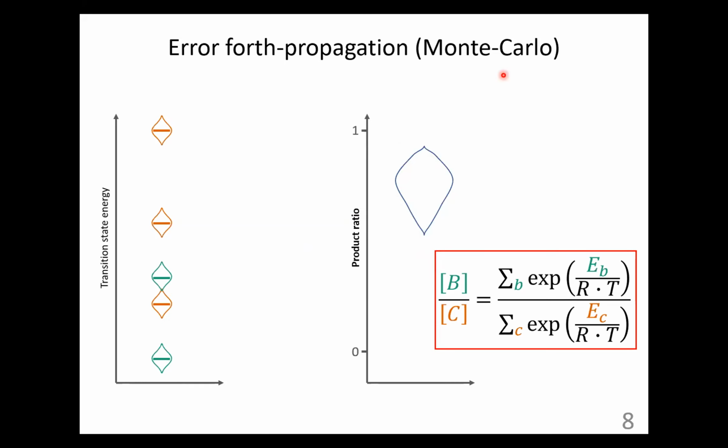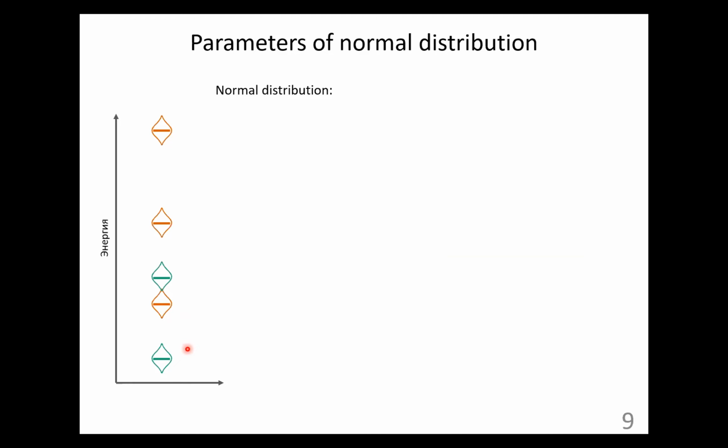This is a Monte Carlo error propagation, and it also can be used for molecules. However, here we still have one problem. We do not know how much uncertainty we have in these errors, in these energies. We do not know the width of these errors. So how can we obtain it?